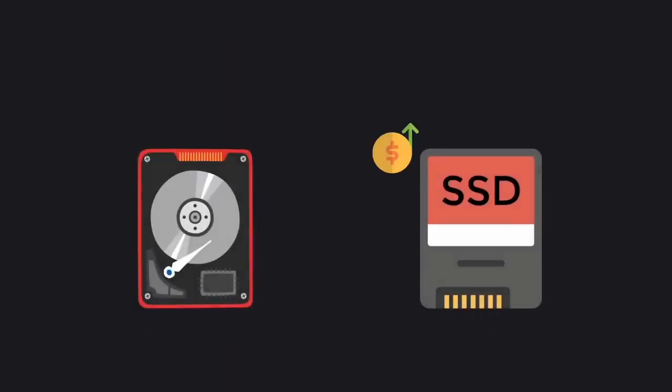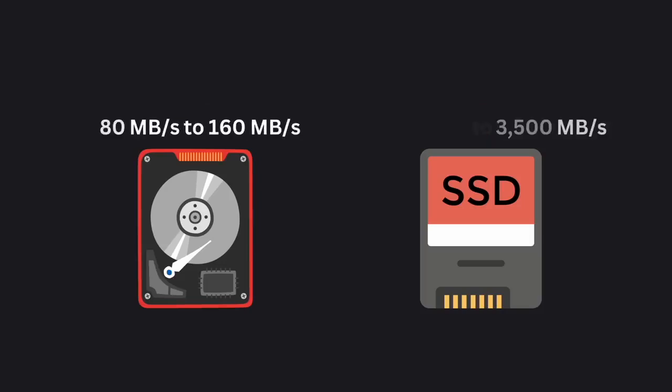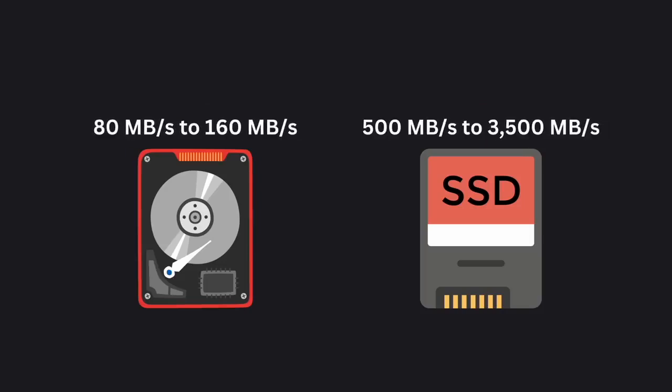While SSDs are more expensive, they offer significantly faster data retrieval than HDDs. For instance, an SSD may have a read speed of 500 megabytes per second to 3500, while an HDD might offer 80 to 160 megabytes per second.